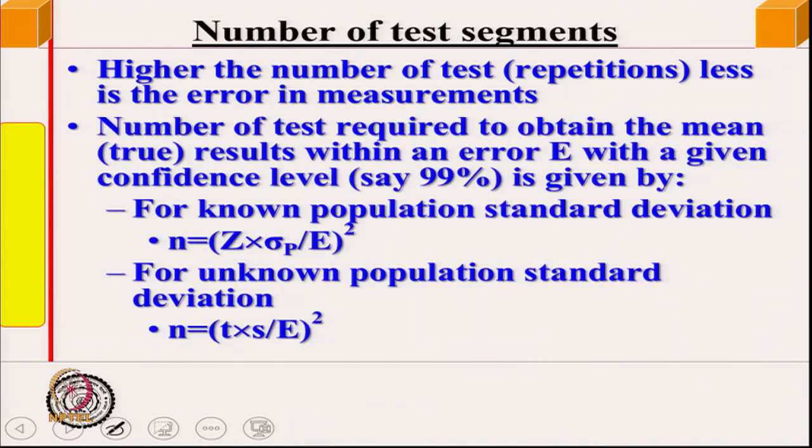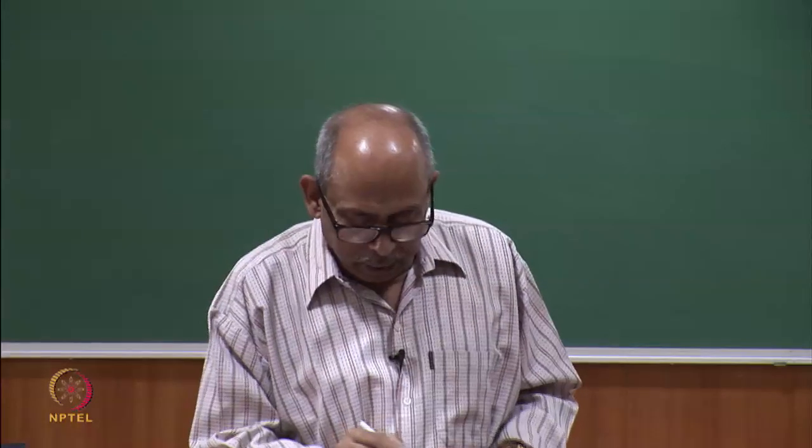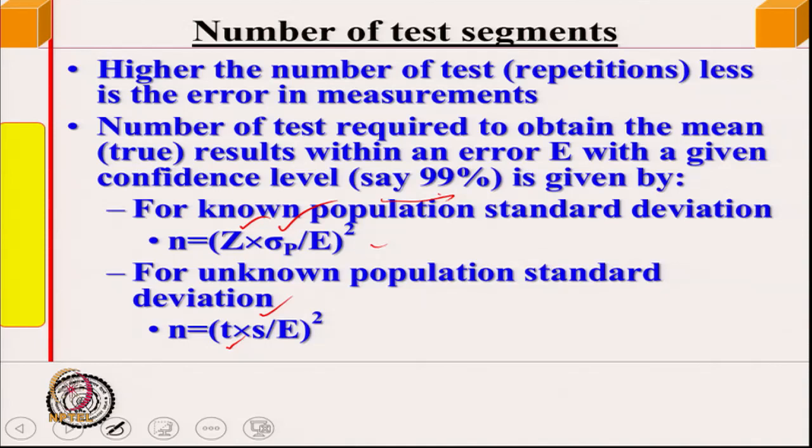And the number of tests required to obtain the true mean result with an error E at a given confidence level is given by this formula, where Z is 3 for 99%. If the population standard deviation is unknown, then you estimate the standard deviation through a small sample test, and then you have to use what is called the t test.